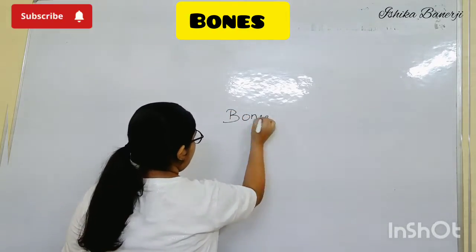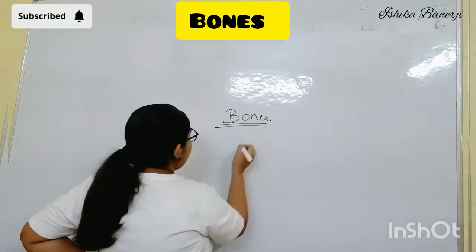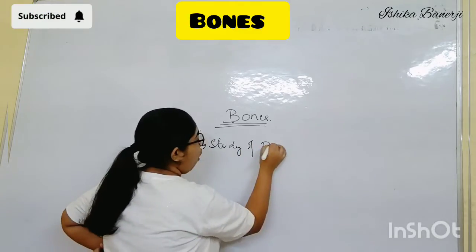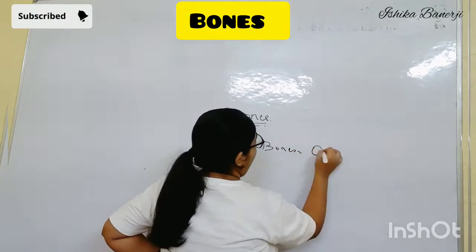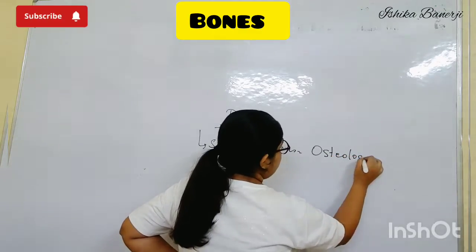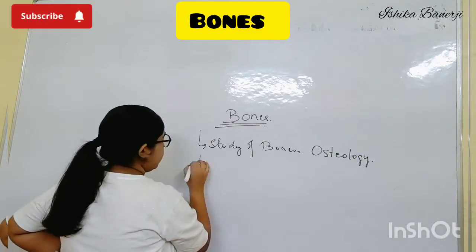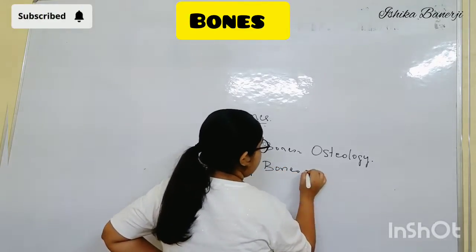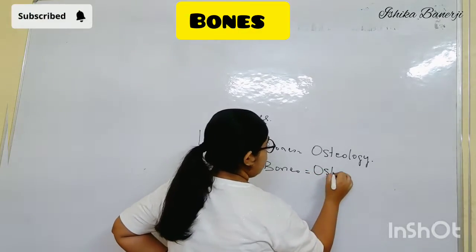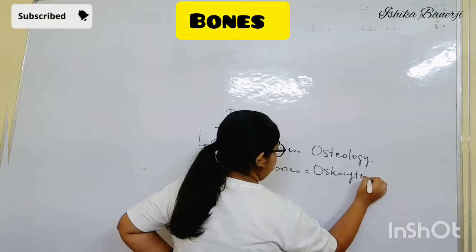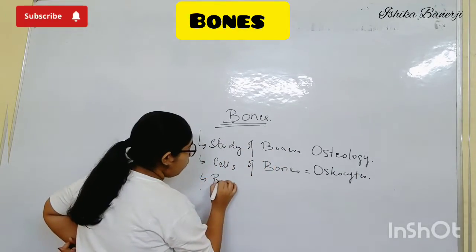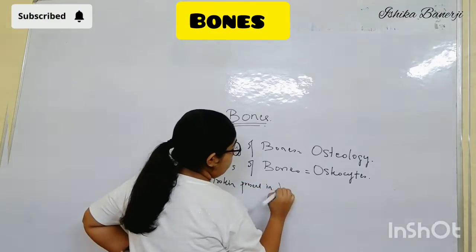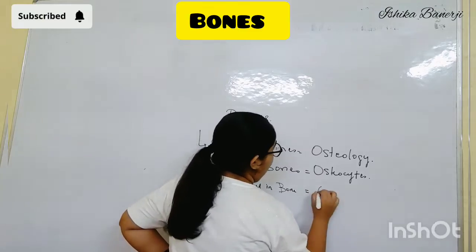Students, one thing to remember: the study of bones is called osteology. What is the study of bone called? Osteology. The cells of bones are known as osteocytes. And the protein present in bone is known as ossein.